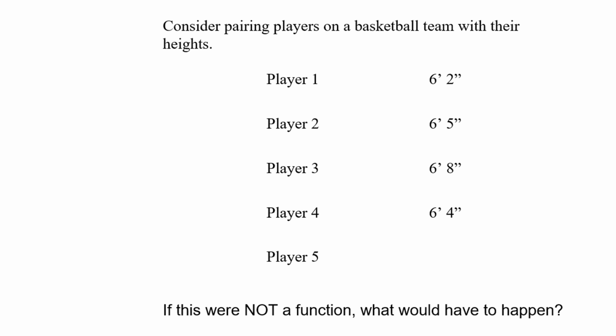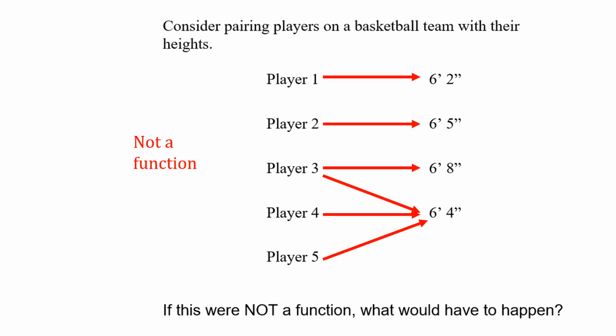Let's look at another example. Okay, this is not a function. What's wrong with it? Well, we have player 3, 4, and 5 are all 6'4". Is that a problem? Is there something unusual about that? No. It's a common height for basketball players. So it's not only possible, it's expected. You have different people of the same height. There's not an issue there.